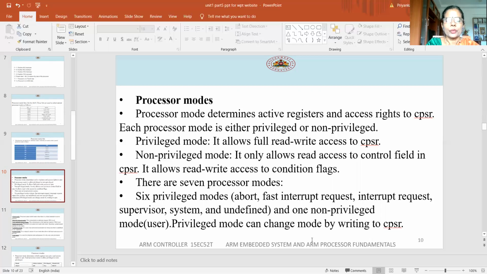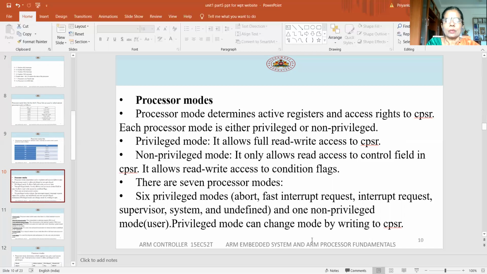Privileged mode allows full read and write access to CPSR, complete CPSR 0 to 31. So we will have read as well as write access. Full read and write access is there on CPSR. If it is there, then that mode is called a privileged mode. Remember, you will have the privilege of full read and write access to CPSR. Such a mode is called a privileged mode.